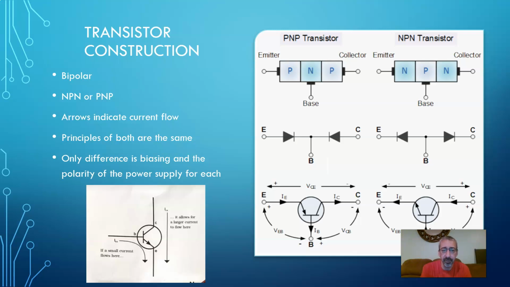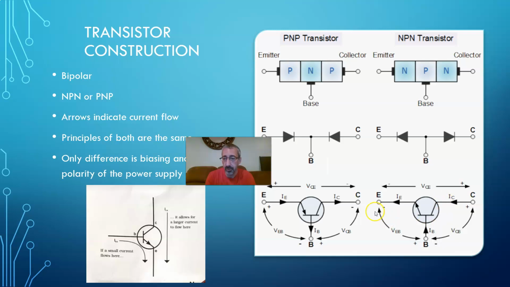The only difference between those two is the biasing of the diodes and the polarity of the power supply for each. One of these has power coming in, and this other one has ground, right? So you're going to see how that plays out.